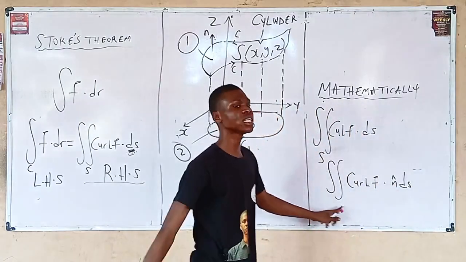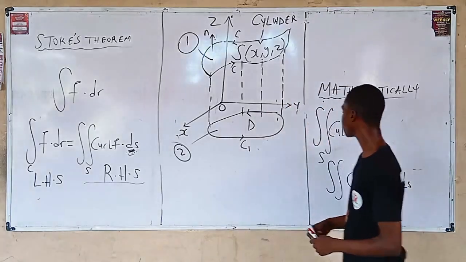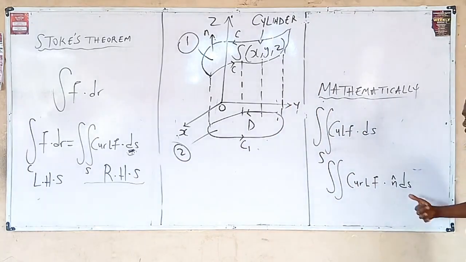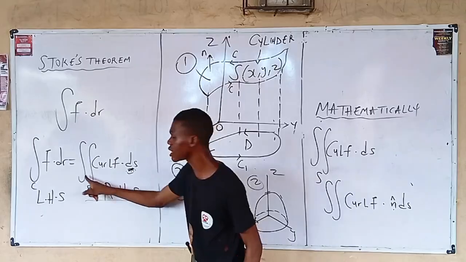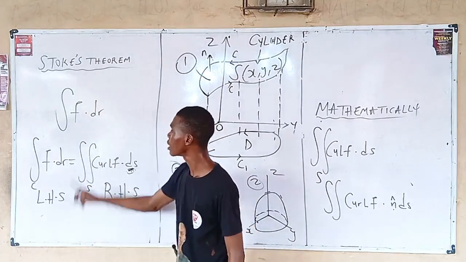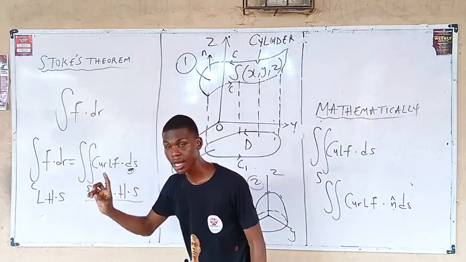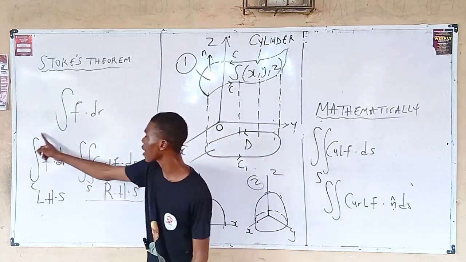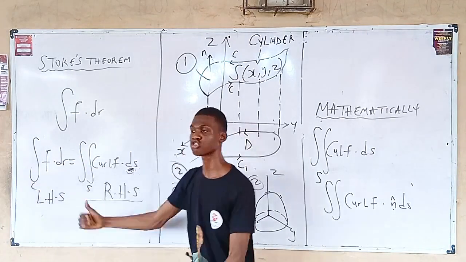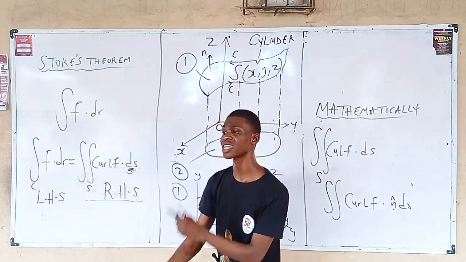Now let's define each term one by one. Let's define this curl, and let's define what n is, and let's define what the S means. This is the right hand side of Stokes Theorem. Stokes Theorem is telling us that given a complex integral, instead of using my F dot dr, which is the formula for line integral, I can make use of Stokes Theorem, which will make my work easier.